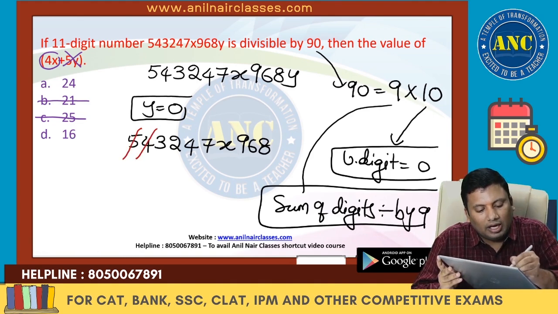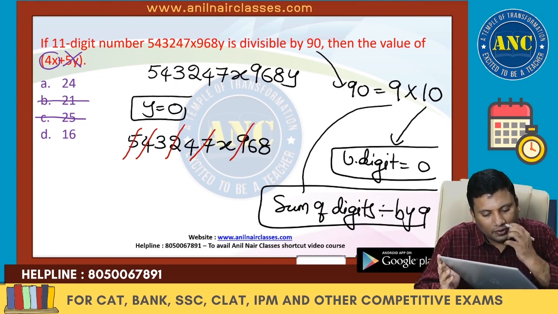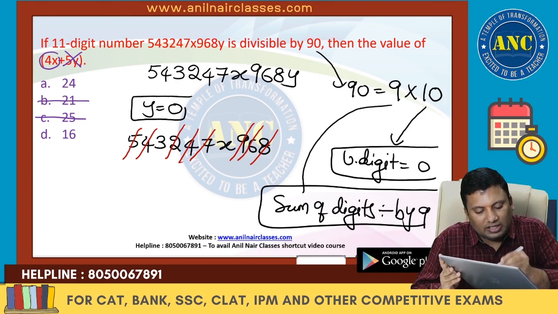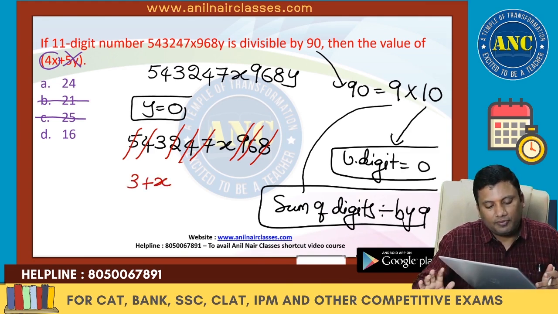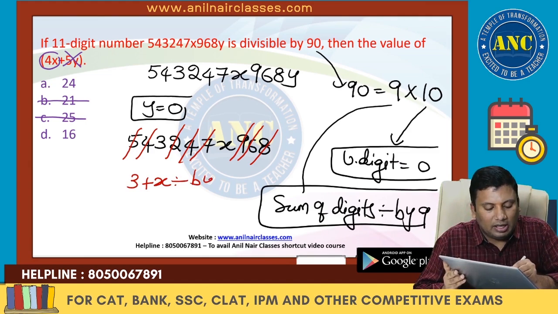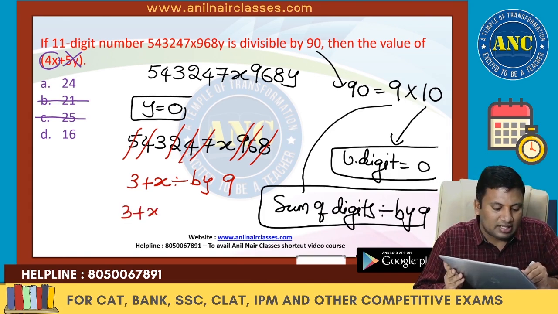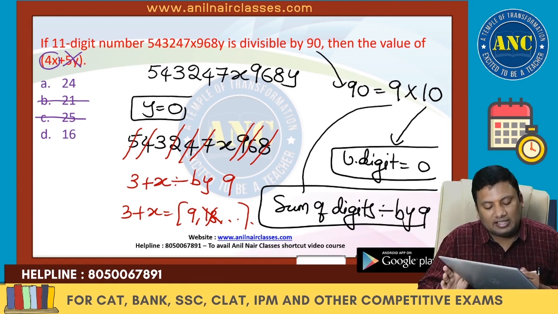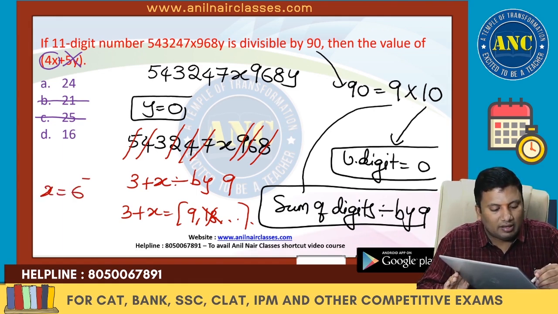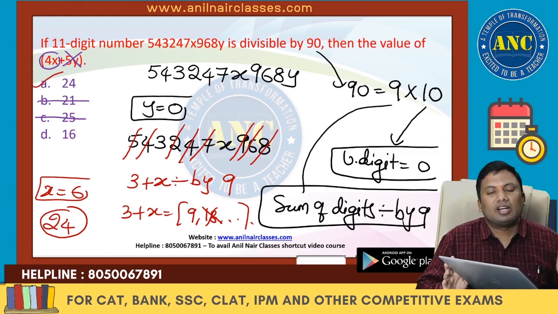5 plus 4, 9 out. 7 plus 2, 9 is also out. 8 plus 4, 12. 12 plus 6, 18 out. What is remaining? 3 plus x should be divisible by 9. So 3 plus x is nothing but 9. 9 ones are 9, 9 twos are 18. Beyond 9, x will become a 2-digit number, but x is a single digit. So x is nothing but 6. 4 into 6 is nothing but 24. Answer is nothing but 24.